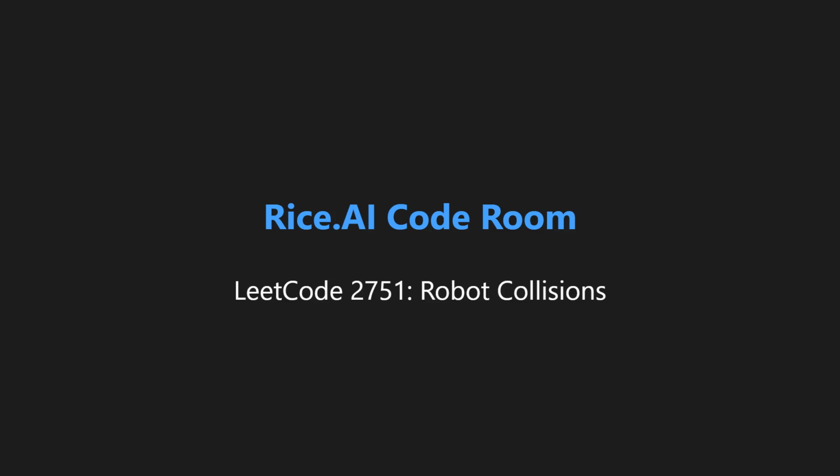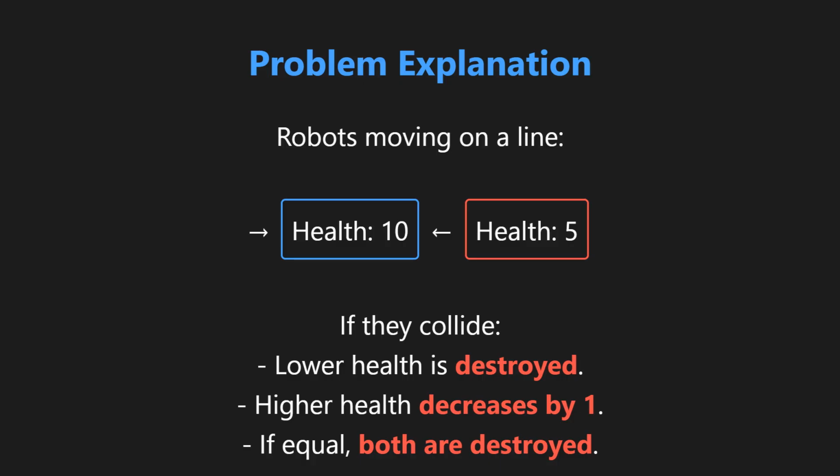Today we are tackling LeetCode 2751, Robot Collisions. The problem gives us an array of robots, each with a position, a health value, and a movement direction. All robots start moving simultaneously at the same speed.